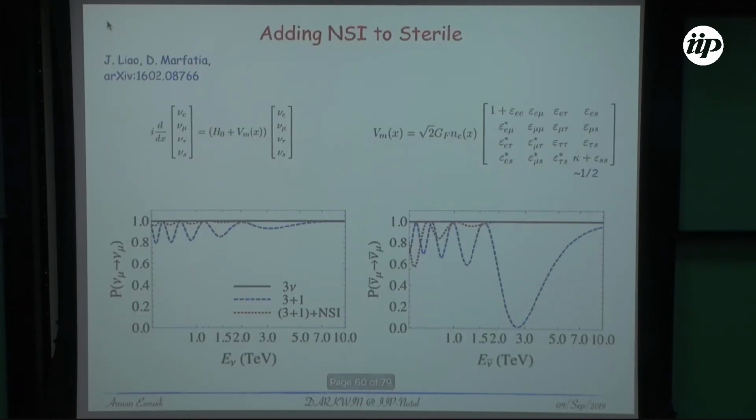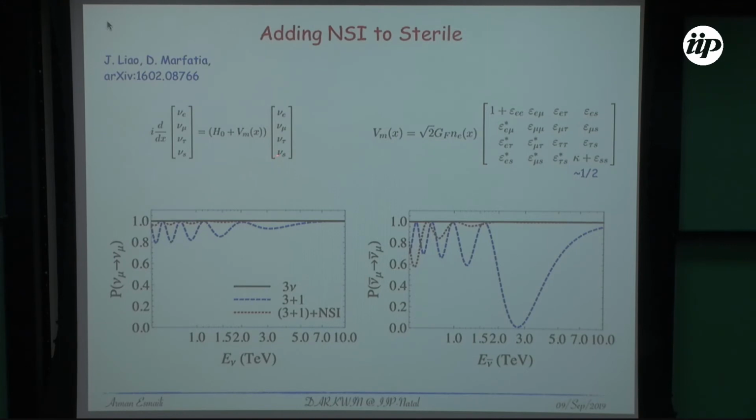Let me go to this story. There were claims recently that if you add the NSI to the sterile neutrino, you can escape the bounds on the sterile neutrino from IceCube. First of all, new physics to the power of 2 is really unlikely. But if it works fine, it is still a good idea.